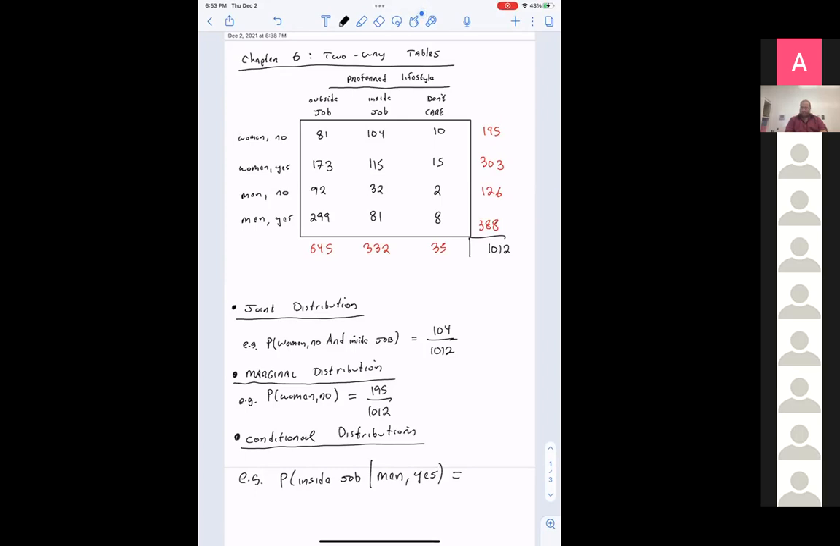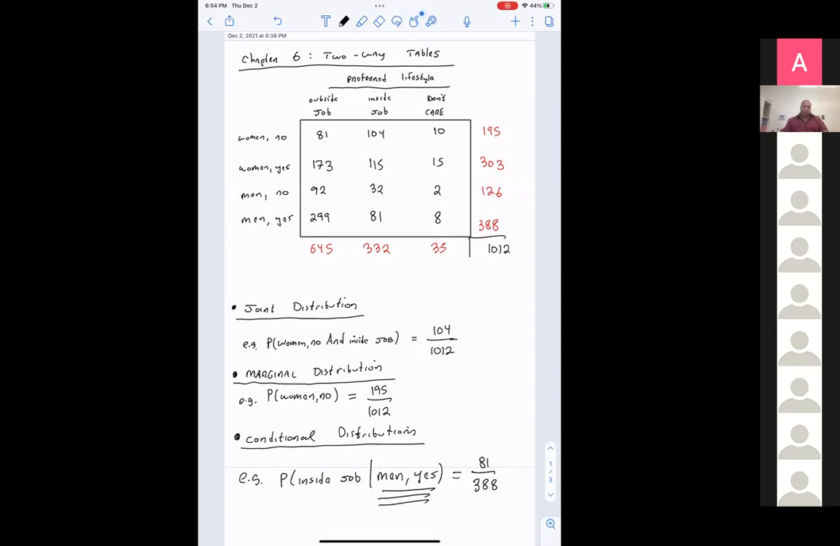Would it be 81 over the amount of men in the study? So 81 over what? The amount of men in the study? Not the amount of men in the study, no. The inside job, 332. It is not 332. 338? 3, how much? 388. 388 is correct.